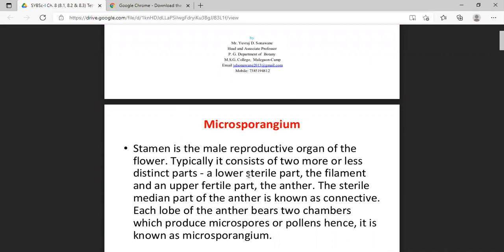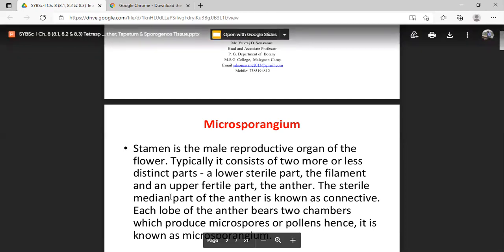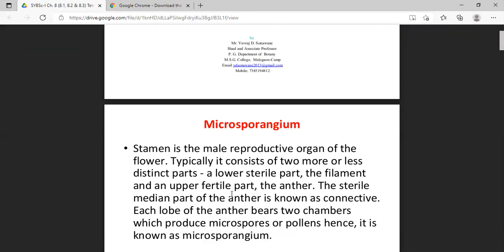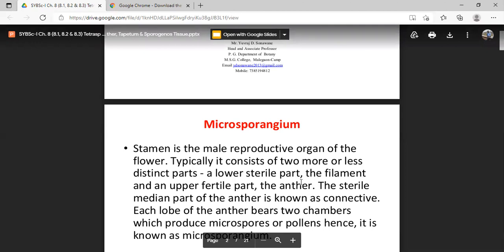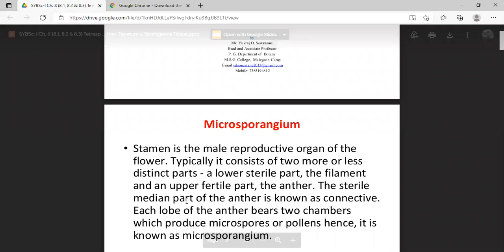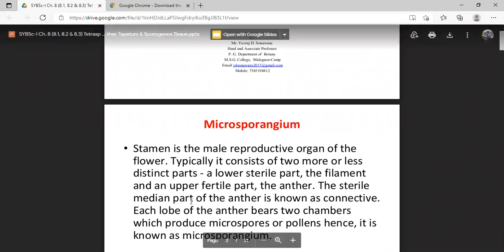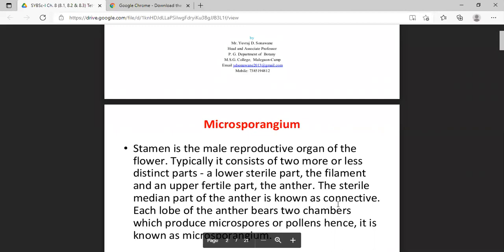The lower portion is a sterile part that we call the filament, while the upper portion is a fertile part that we call the anther. The sterile part is the attachment portion of the anther, which we call the connective. And on this connective, we can find a lobe, or chamber.